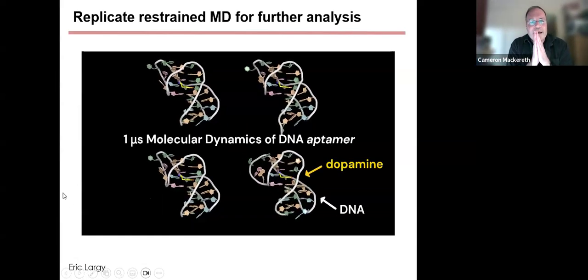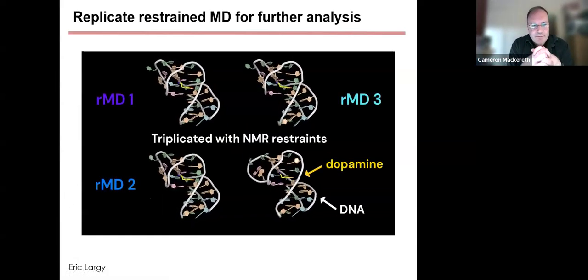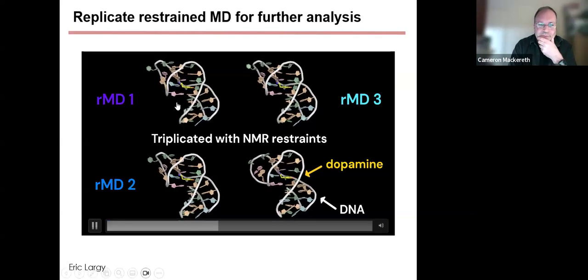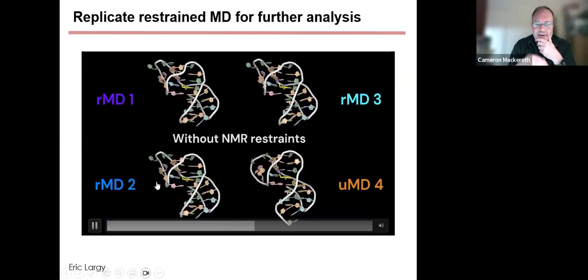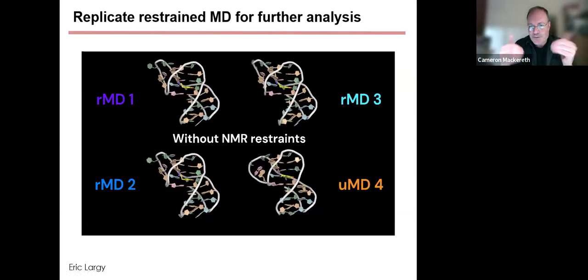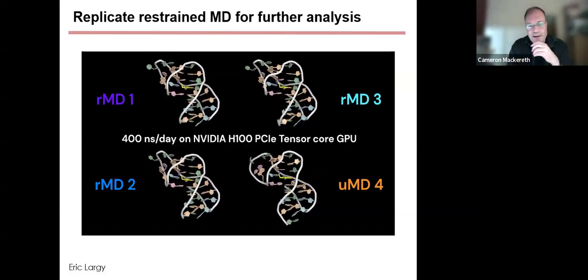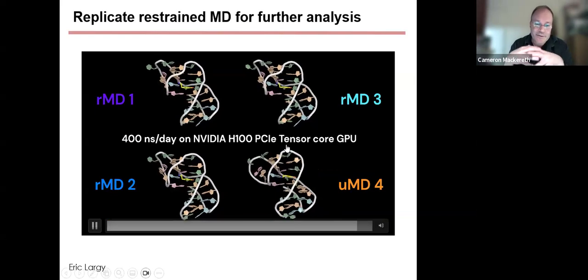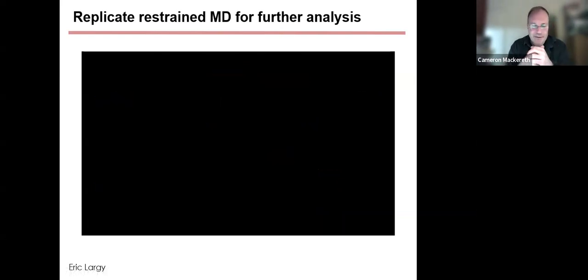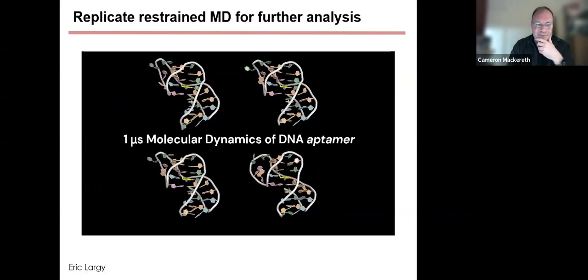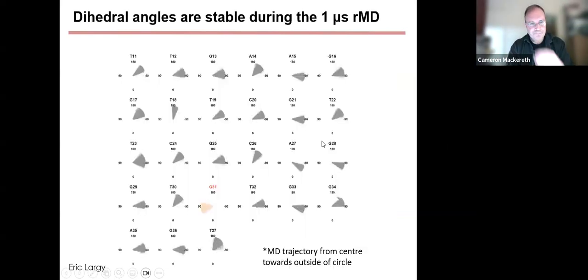So this shows now a microsecond simulation. The first, second, and third are using restraints, the same restraints we did use for the ensemble, and the fourth one is without any distance restraints, so unrestrained molecular dynamics. This is just a sampling of some of the structures, of course, over a microsecond. But if you then analyze it, then you can see something a little bit more useful and easy to interpret.